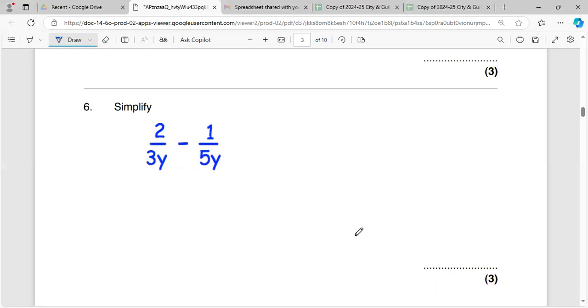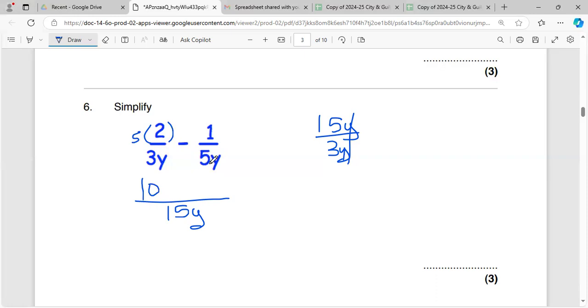All right, so the LCM of 3 and 5 would have been 15, right? So divide 3y into 15, that goes 5 times. And 5y into 15 is going to leave 3y. So this now would be negative 5. Remember, we talked about that, right? This would be negative 5 times 1, which would give us negative 5. So when we subtract, it's going to be 10 minus 15y.